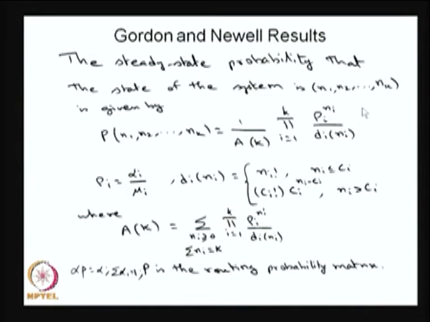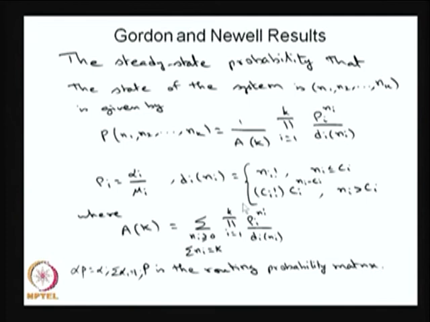Here also you can get the product form solution, and the joint distribution of the system size is the product of rho_i to the power n_i divided by d_i of n_i for the k nodes. The small k is the number of nodes in the system and the capital K is the total number of population. Here, these A(K)s are nothing but the normalizing constant.